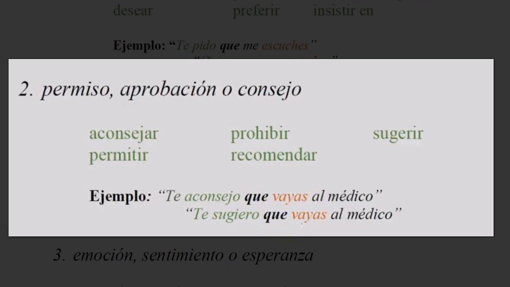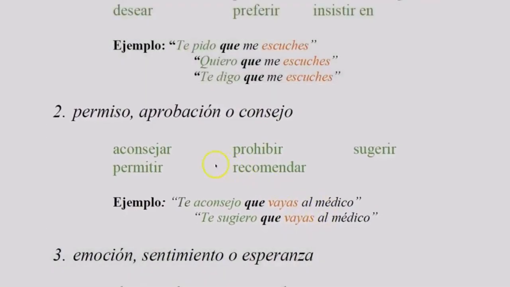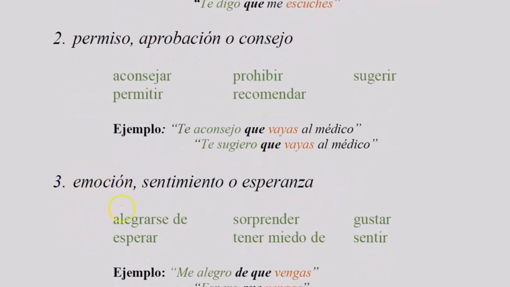But it's not a fact. It's not a given that it will happen. So that's the extra meaning or nuance that the subjunctive is adding to the sentence. Does that make sense? Group number 3 is all verbs of emotion, feeling, or hope.